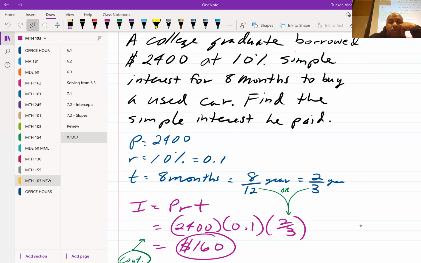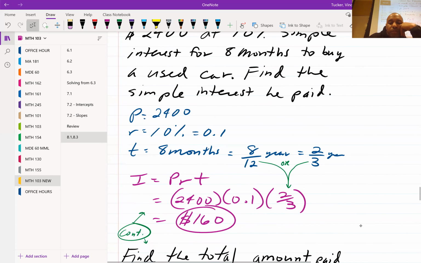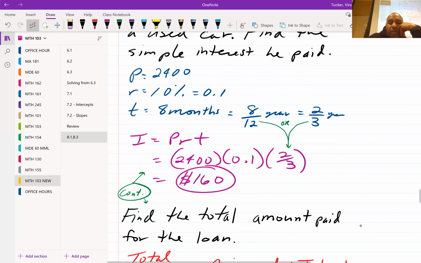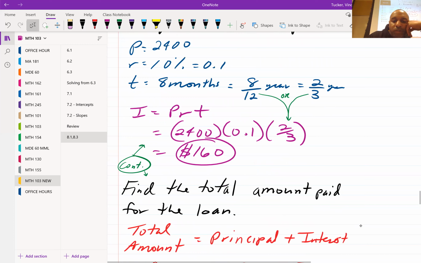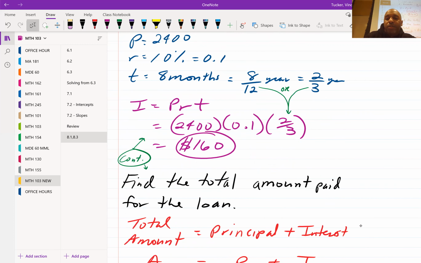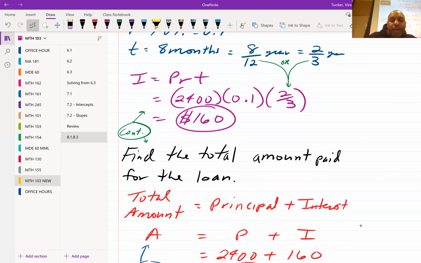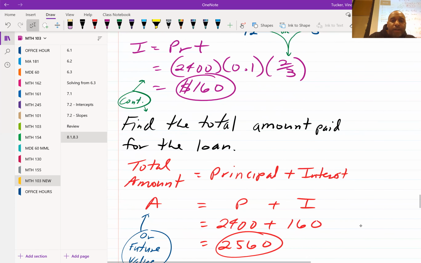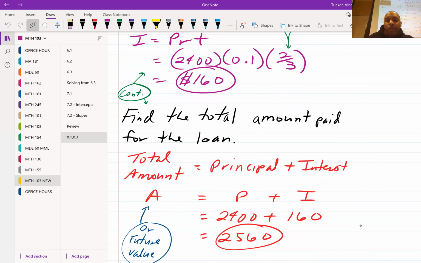No, everybody good? Now, the next question is a continuation from this problem right here. Find the total amount paid for the loan. So the way we'll do that, total amount is going to be equal to the principal plus your interest, the initial amount that you have plus the interest that has accumulated over the time. That total amount, the variable that we will use for that moving forward is A. It's also called the future value. And so we'll take P, which is 2,400, plus that 160, our interest, which is 2,560.